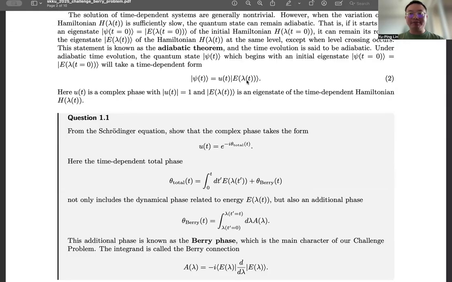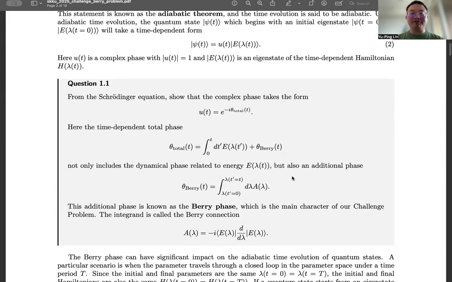It will stay at the same level of the eigenstate, but at the same time, it will acquire a quantum phase. So the quantum phase will include the dynamical phase related to the energy. At the same time, it will have a Berry phase, which is an additional phase. And this Berry phase is the central topic and the main character of our challenge problem.